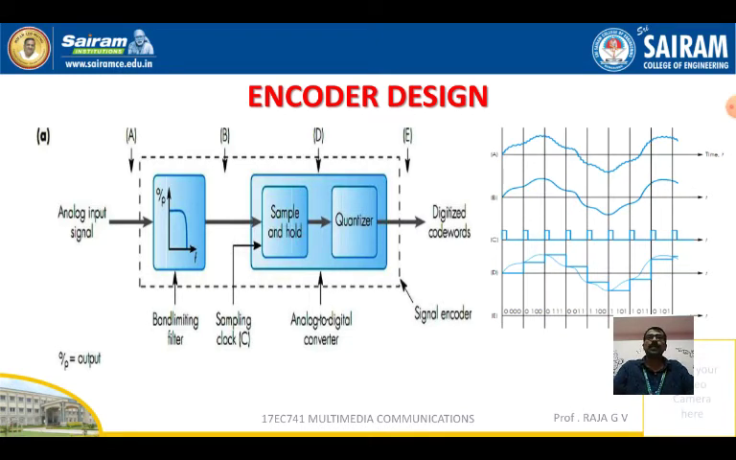Here we can see that two main circuits are used in this encoding design. One is called a band limiting filter, another one is called an analog to digital converter, ADC. Band limiting filter and ADC, which comprises a sample and hold circuit and a quantizer. So the typical waveform set of the signal encoder is shown in the figure.